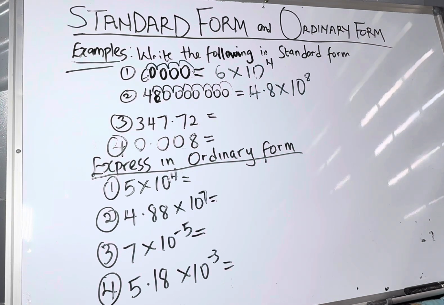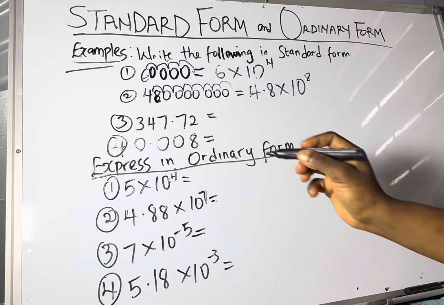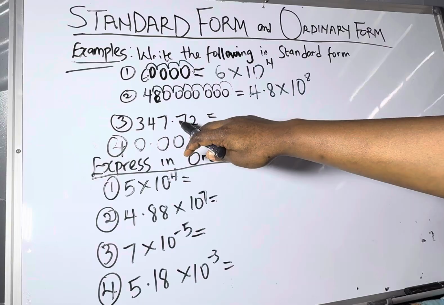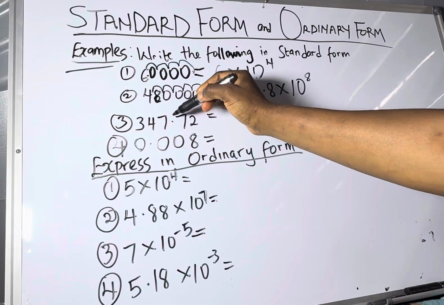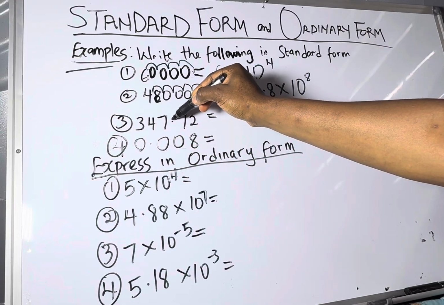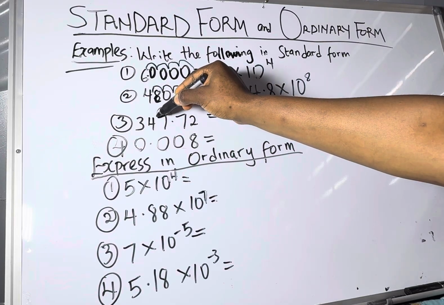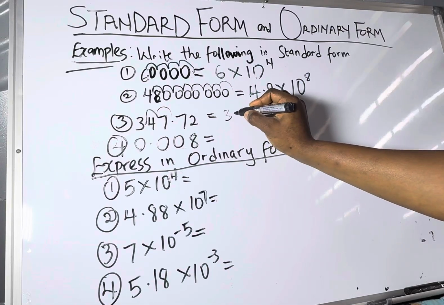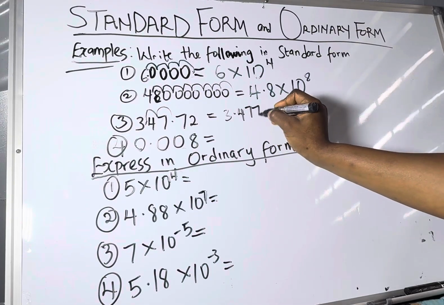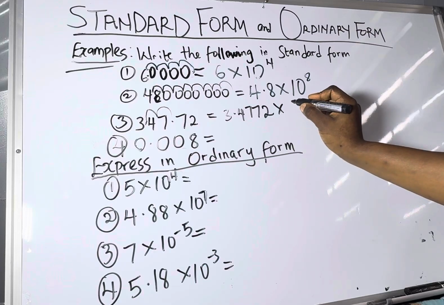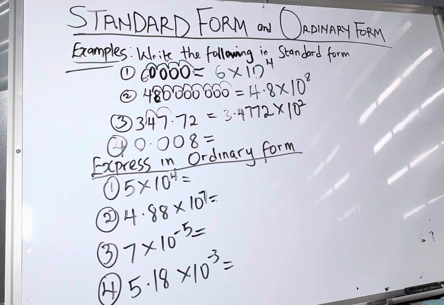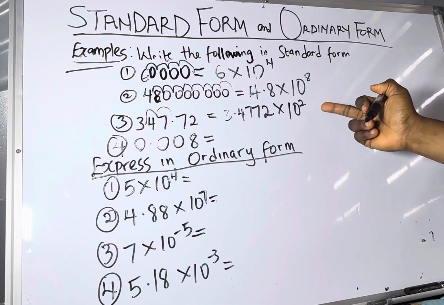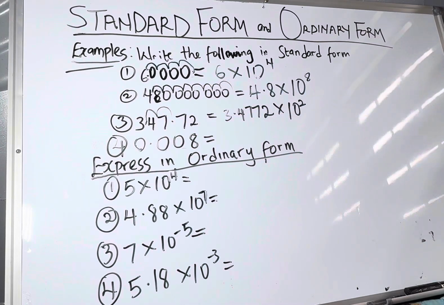Example 3. Now, example 3 already has a decimal point, which needs to be moved twice. Moving this decimal point from this angle is 1, 2. So that means 3.4772 multiplied by 10 raised to power 2, because the decimal point was moved twice. That's why the 10 is raised to power 2.